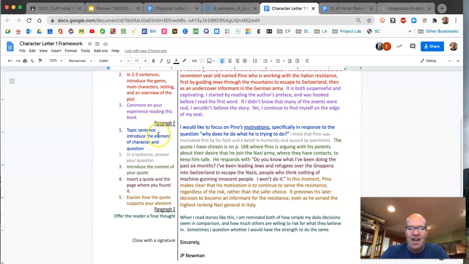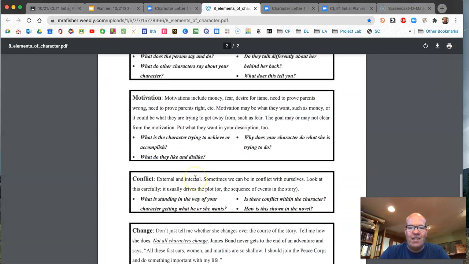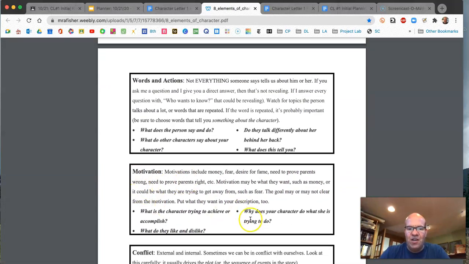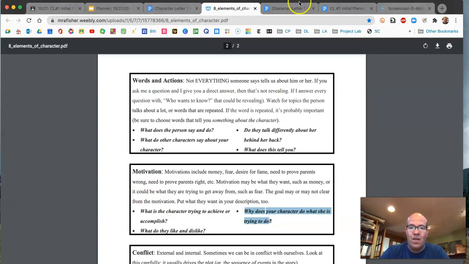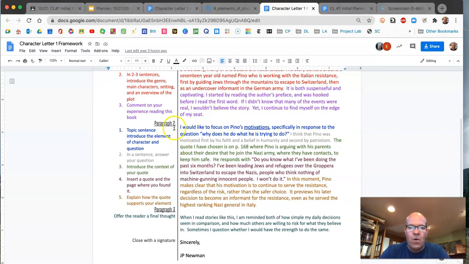And so in my topic sentence, I introduced the element of character and the question. I would like to focus on Pinot's motivations, specifically in response to the question, why does he do what he's trying to do? And I pulled that directly off of this page on motivation. Why does your character do what she is trying to do? My character is a he, so it's why does he do what he's trying to do? So that's the question I'm trying to answer. So then I answer it. I think Pinot was motivated first by his faith and a belief in humanity, and second by patriotism.